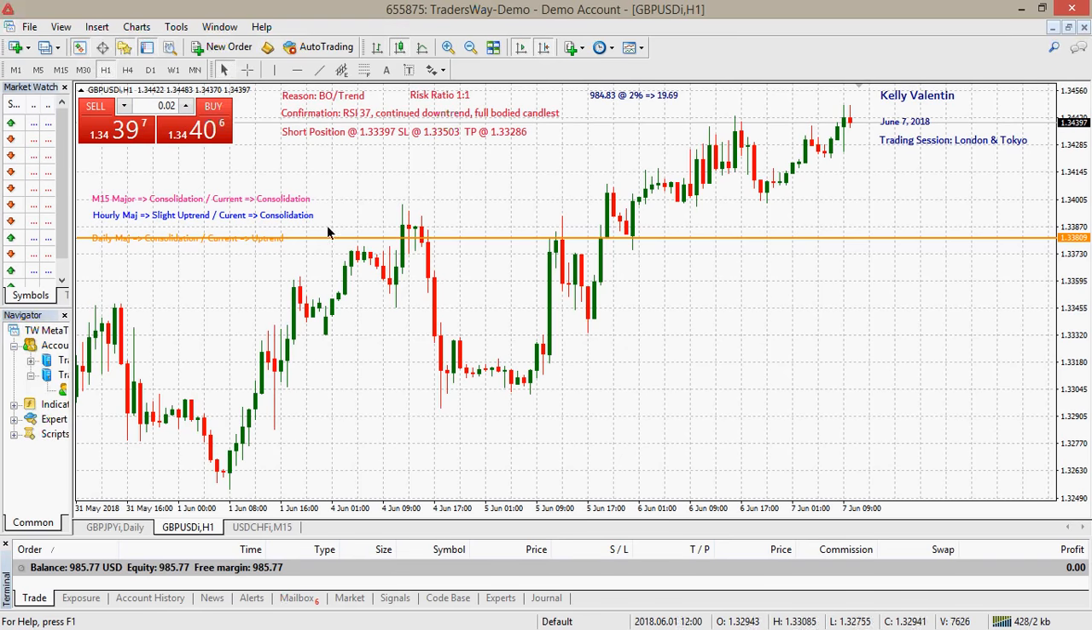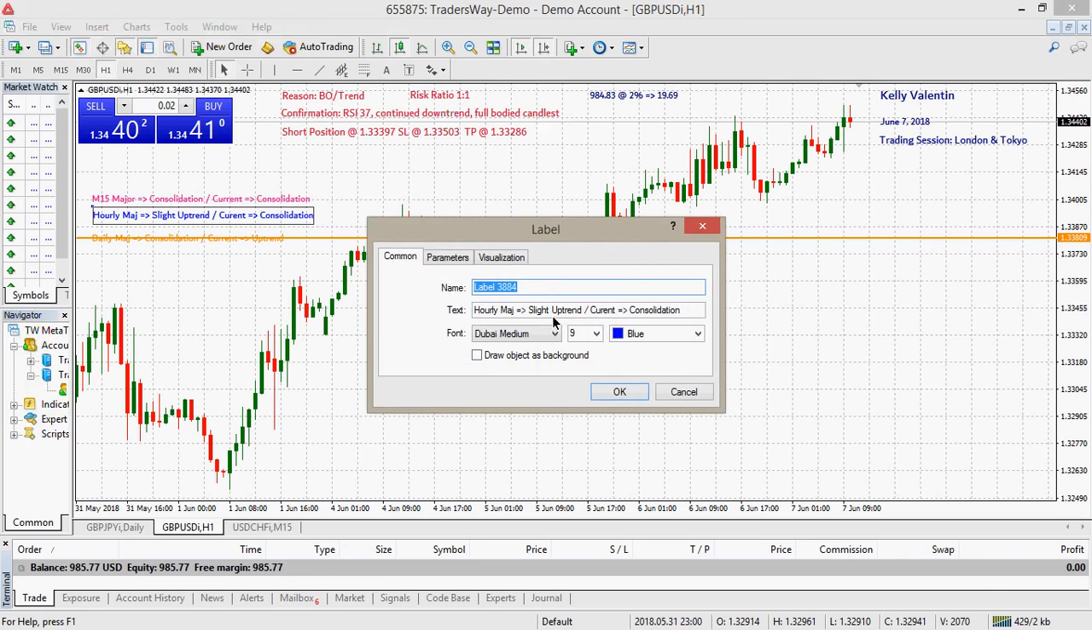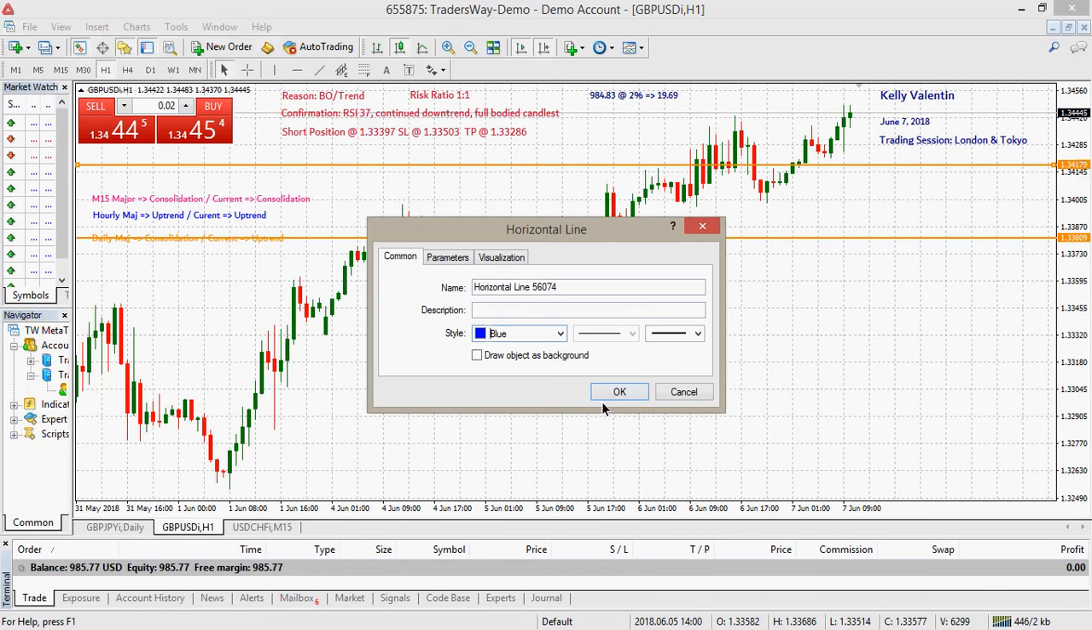So I'm going to look at my trends first. So it looks like it is in an uptrend. So we're going to go ahead and update this information here. Lines.